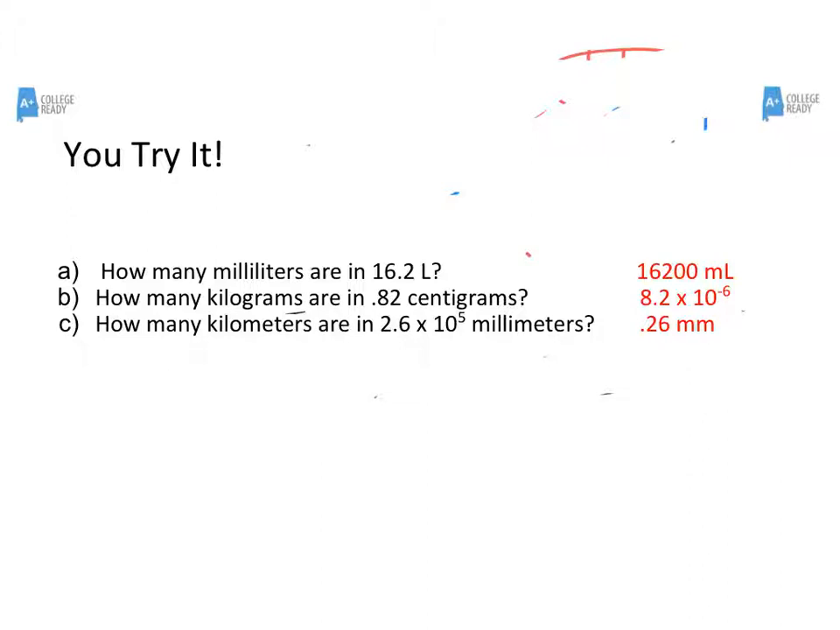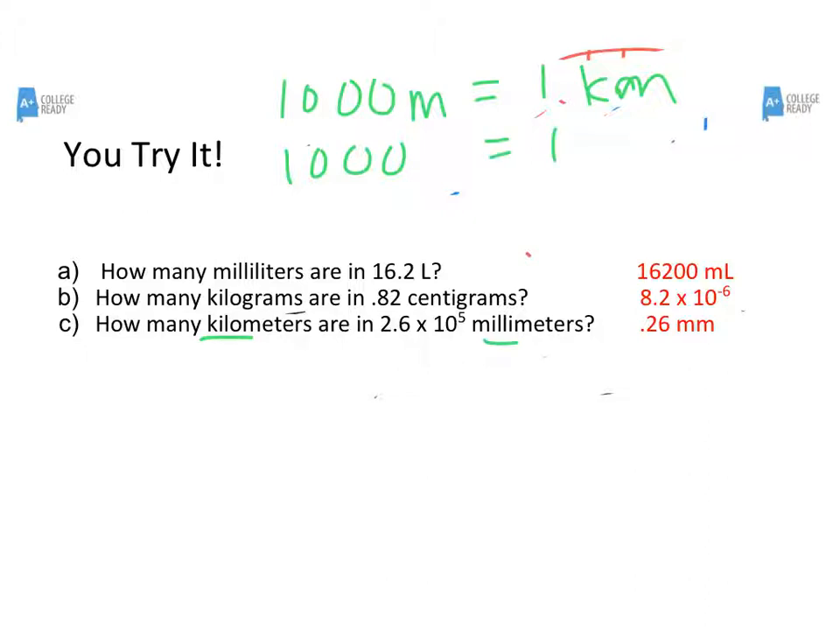Okay, how many kilometers are in 2.6 times 10 to the 5th millimeters? Once again, that's not a direct correlation. We're going to have to go through the base unit. So kilo, I know kilo means 1,000. And kilo is larger than the base unit, so there must be 1,000 of the small and 1 of the large. Milli also means 1,000, but milli is smaller than the base unit, so there must be 1,000 of the smaller ones and 1 of the larger ones. There are my conversion factors.